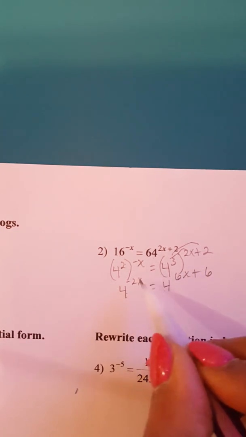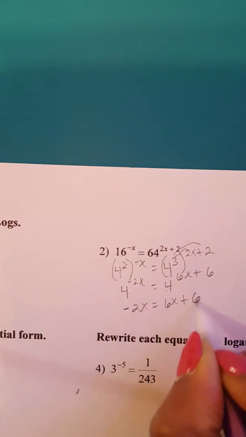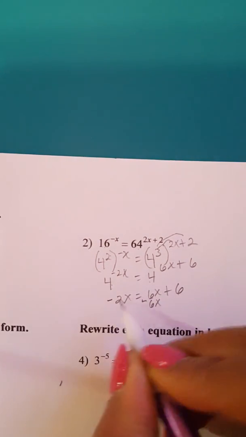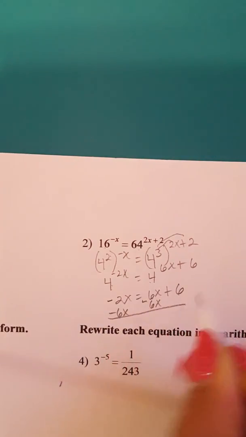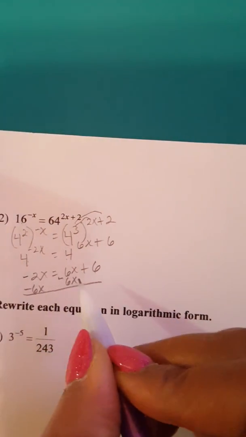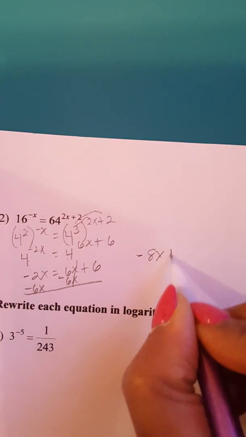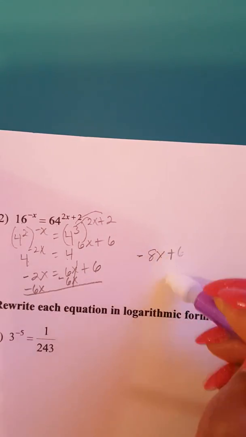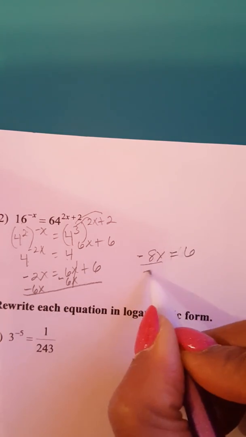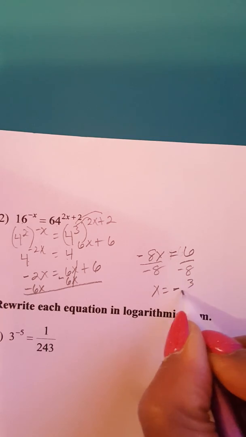Now that the bases are the same, we can set our exponents equal. So that's negative 2x equals 6x plus 6. And then solve for x. We're going to minus 6x, minus 6x. And I'm going to need to slide over a little bit. Minus 6x, and we're going to carry this over here. That'll be negative 8x equals 6. And then divide by negative 8. x is equal to negative, reduce your fraction, that's 3/4.